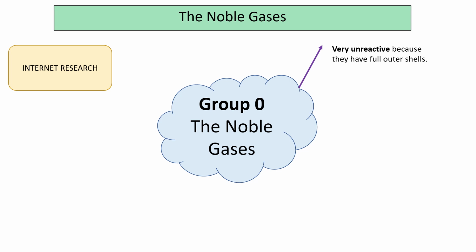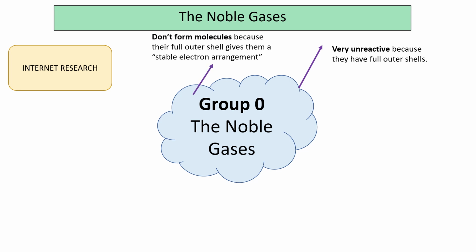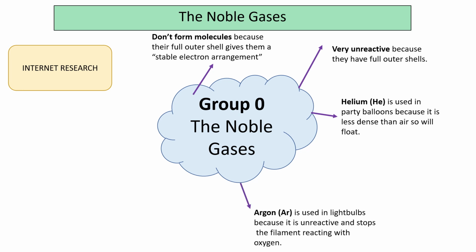So, the noble gases are very unreactive because they have full outer shells. It means they do not need to gain or lose any more electrons, so they are stable as they are. And for that reason, they also don't form molecules, because their full outer shell gives them a stable electron arrangement. This makes them very useful. Helium is used in party balloons because it is less dense than air, so will float. Argon is used in light bulbs because it is unreactive and stops the filament reacting with oxygen.